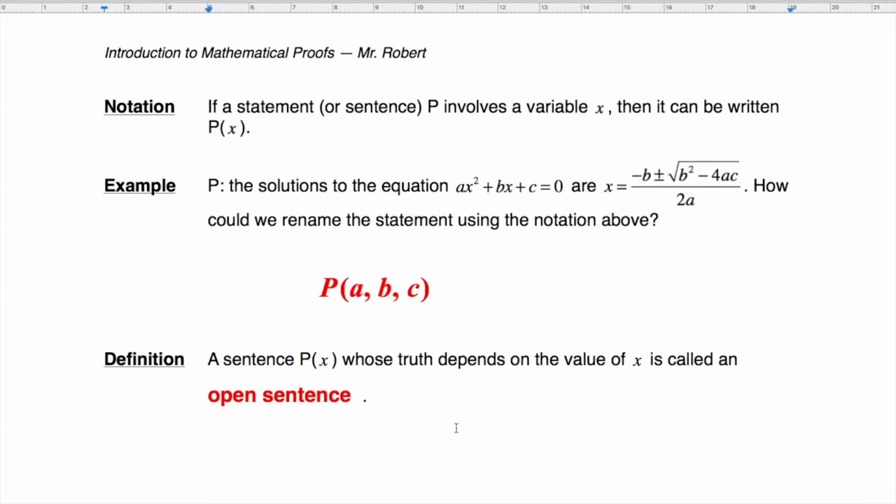We'll just talk about a counterintuitive example here. Statement P, the solutions to the equation ax squared plus bx plus c equals 0 are given by the quadratic formula. How could we rename the statement using the notation above? Well, it's not P of x because the statement doesn't depend on x. The statement actually depends on the values of a, b, and c. So if we want, we should rewrite this P of a, b, c.